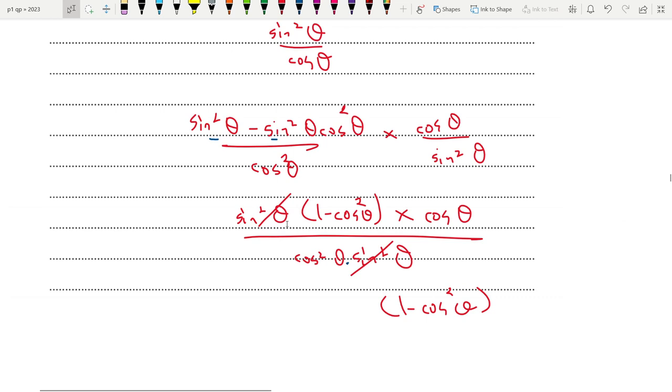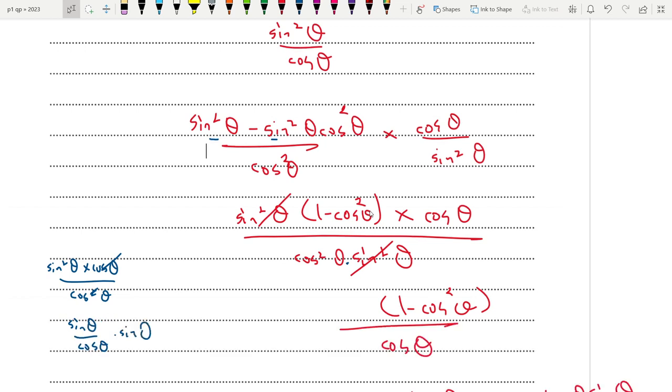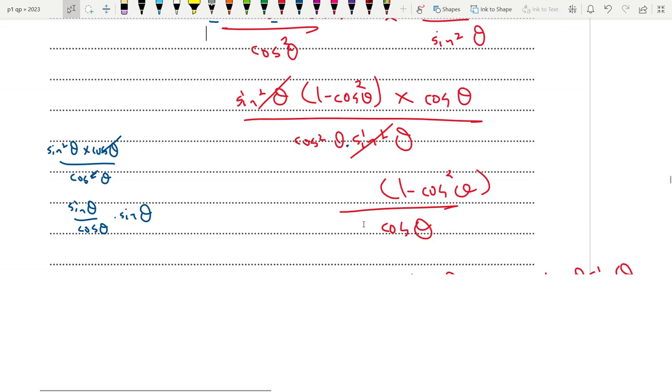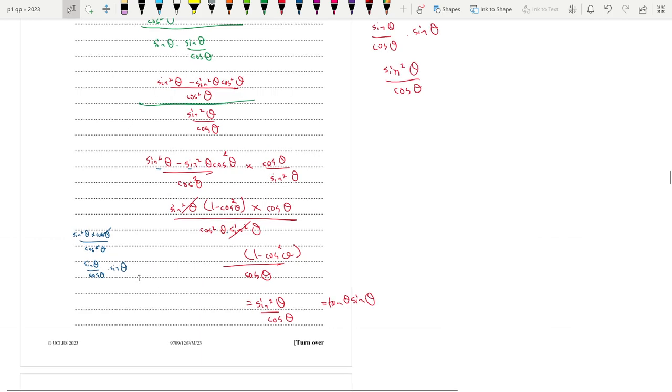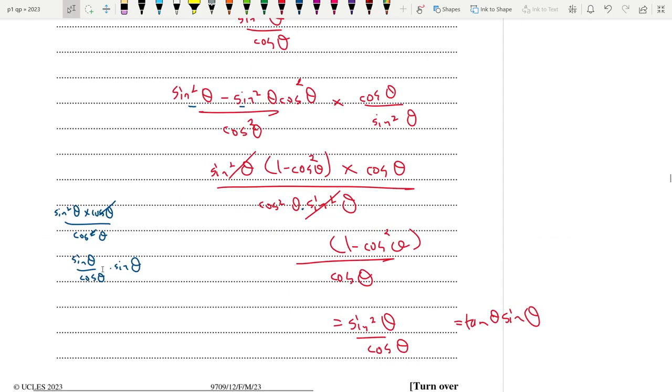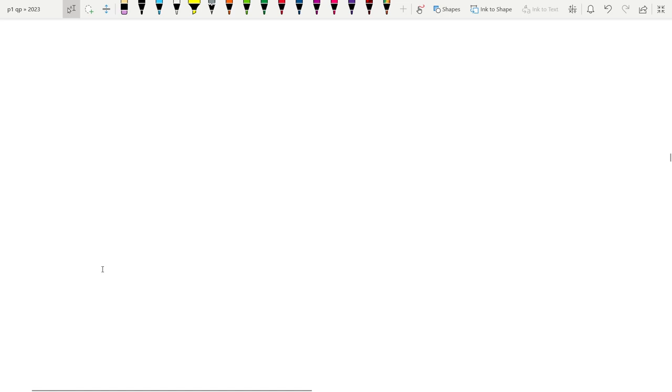So what do we end up with from here onwards? It's basically sin squared theta into cos theta by cos squared theta. So we can get rid of this and this over here. We end up with sin theta by cos theta into sin theta, which is ultimately tan theta times sin theta. See if that makes sense. So this is your working. There are other ways to do this. Any way that works is fine.